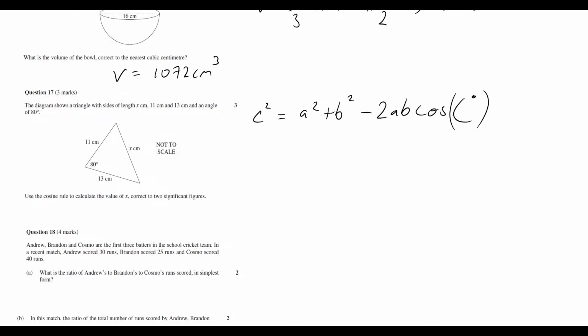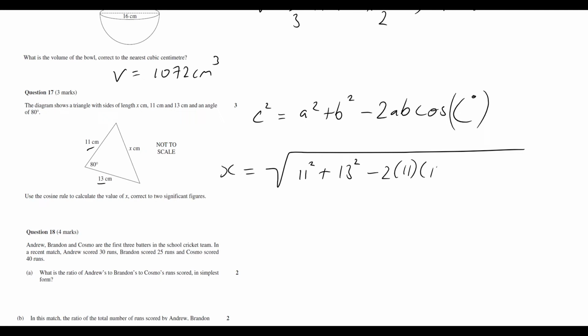So the important thing to note here is that the angle C is the internal angle between the two sides A and B. And that's exactly the situation that we can see in this problem here. Okay, so now substituting in our values, and I'm just going to go ahead and take the square root of both sides. And then we see that x is going to be equal to the square root of, let's say A is going to be 11, so 11 squared, plus B is now 13, so 13 squared, minus 2 times 11 times 13 times cos of 80 degrees. Okay, and so when we calculate that, we get that the value of x is closest to 16 centimeters, and that's correct to two significant figures.